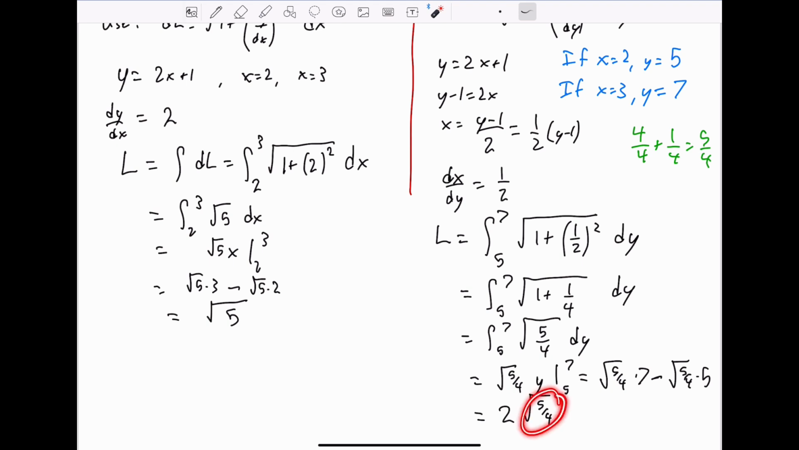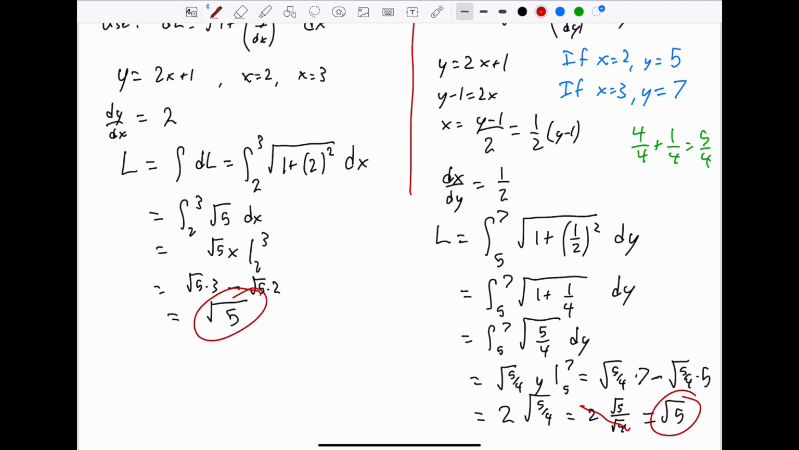So we have 2 times the square root of 5 over 4. We can split up the fraction with the square root. We can write this as 2 times the square root of 5 divided by the square root of 4. The square root of 4 is simply 2, so these 2's would cancel, and once again we have the square root of 5. Notice that we get the same answer from both integrals because they are both describing the same arc length.